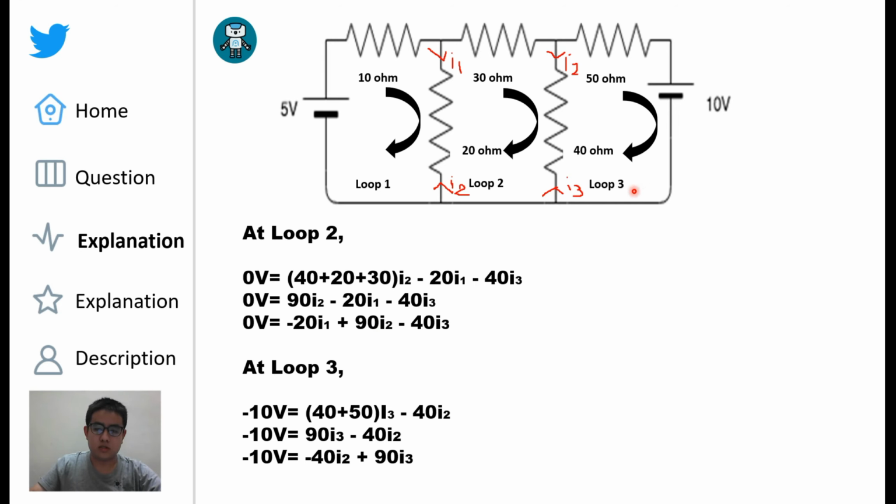For loop 3, it is the same thing here. So when the I3 hits the positive terminal of the voltage source, we put it as negative 10V. Then I3 passes through 40 ohm and 50 ohm resistor, so we get this part. Then I2, which is opposite to I3 in loop 3, we minus it out with 40 ohm resistor because it passed through 40 ohm resistor. So we simplify it and we get the final equation here.